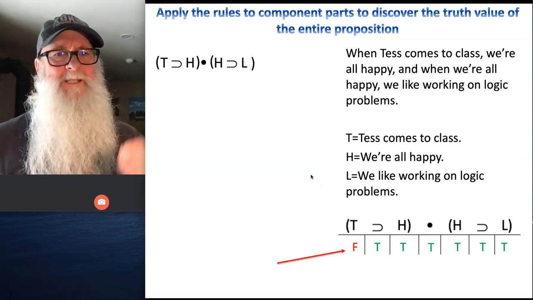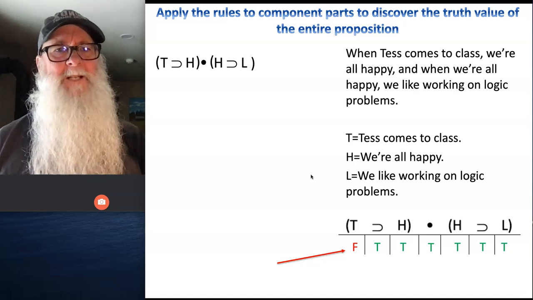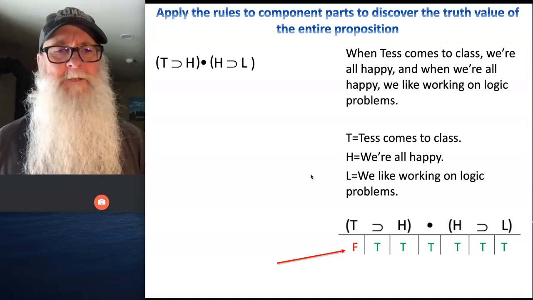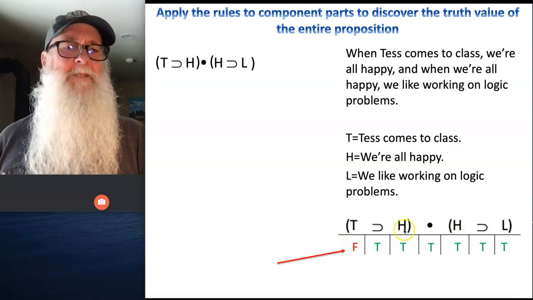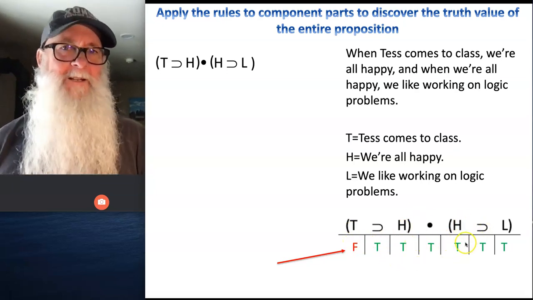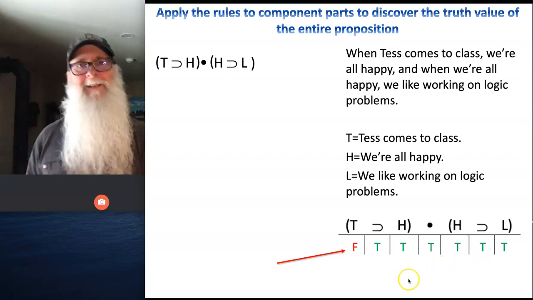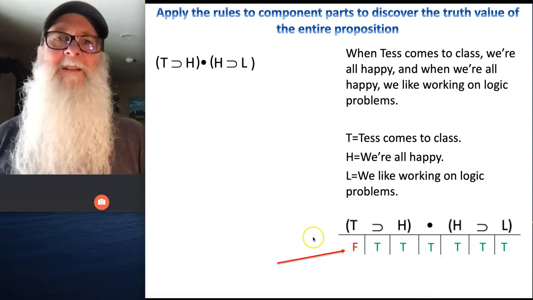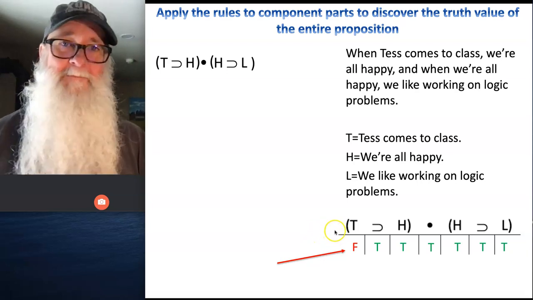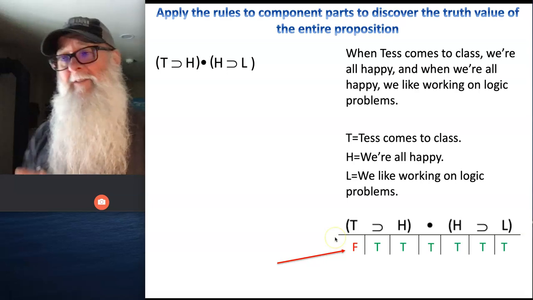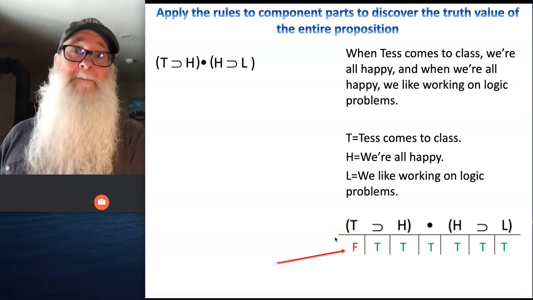Now, there's something interesting about this. What this statement says originally is when Tess comes to class, we're all happy, and when we're all happy, we like working on logic problems. And even though Tess isn't in class, it still seems to be the case that we're all happy and we're digging our logic problem work. How could that be? Well, maybe there's something else that's going on that day that made us happy. Maybe somebody brought chocolate cake to class. So even though Tess isn't here, we're really happy because of the chocolate cake.